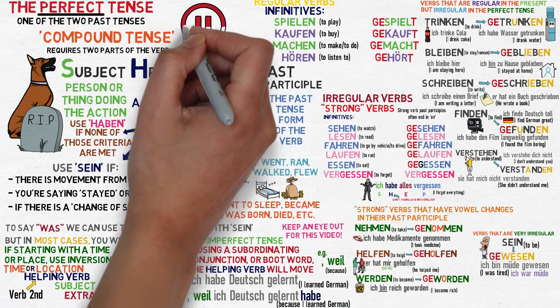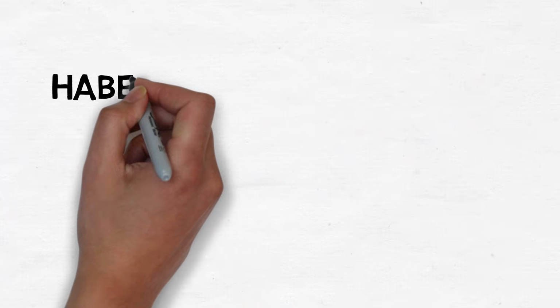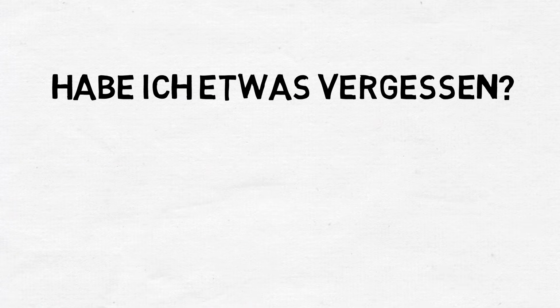It's a good idea to pause the video now to remind yourself how the Shep construction can help your word order and the formulation of the tense, as well as how to form regular past participles and how to form the past participles of strong verbs. Remember, too, that the helping verb will be affected by inversion and subordination. Habe ich etwas vergessen? Have I forgotten anything?